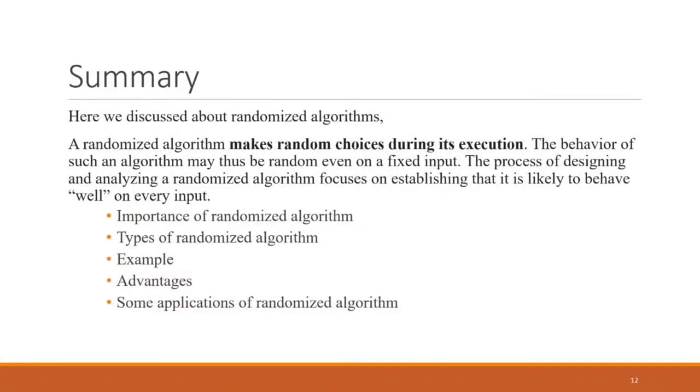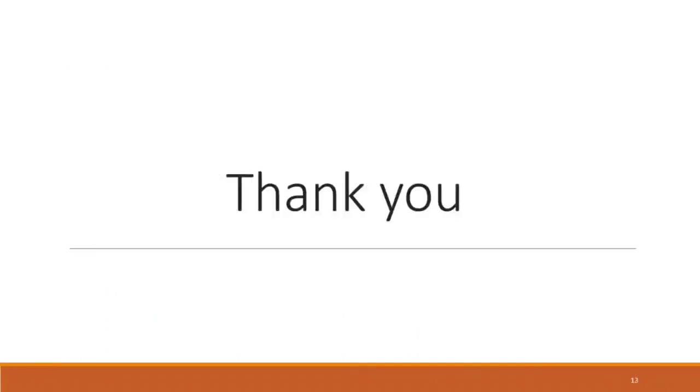In this section, we have discussed randomized algorithms. A randomized algorithm makes random choices during its execution. That is, according to some random numbers or random input that we have given, the execution takes place and the output is provided. And we also discussed the importance of randomized algorithms, types of randomized algorithms, advantages of randomized algorithms, and some applications of randomized algorithms.